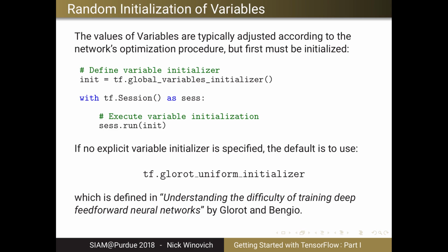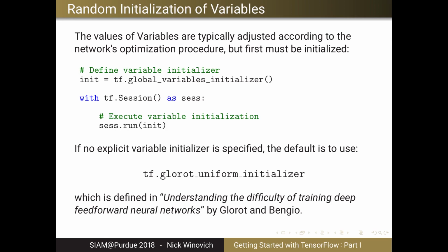Now, one of the things that I briefly mentioned in the custom or default arguments slide was variable initialization. So there is a default initializer, which is given here from this paper, Understanding the Difficulty of Training Deep Feed-Forward Neural Networks. But we can also assign our own, so something like a truncated normal or just a standard normal. And that will tell the graph what should be used to create or initialize those first values of the variables. After that, they'll be changed by the optimization algorithm, but we need some initialization first.